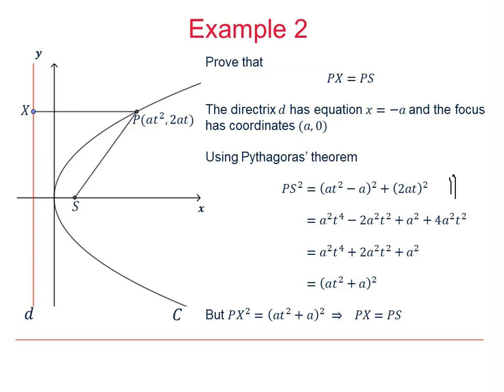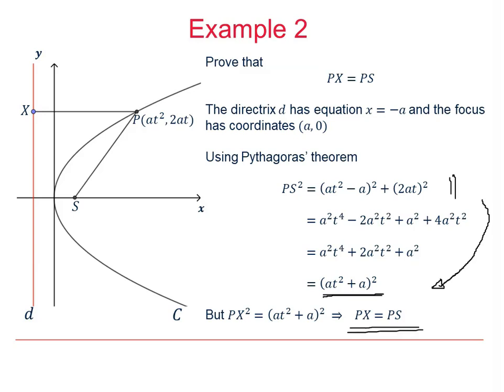And you can work that out, follow through the algebra, pause the video, and you'll see that we get (at squared plus a) all squared. But of course that was our value for PX squared. And therefore we've got that PS squared is equal to PX squared, and PX equals PS.